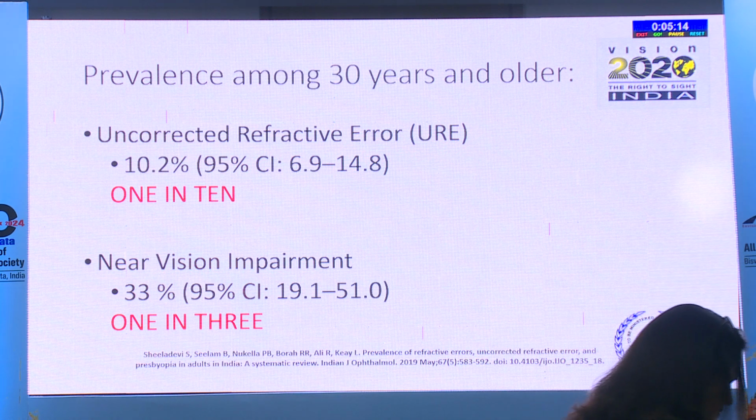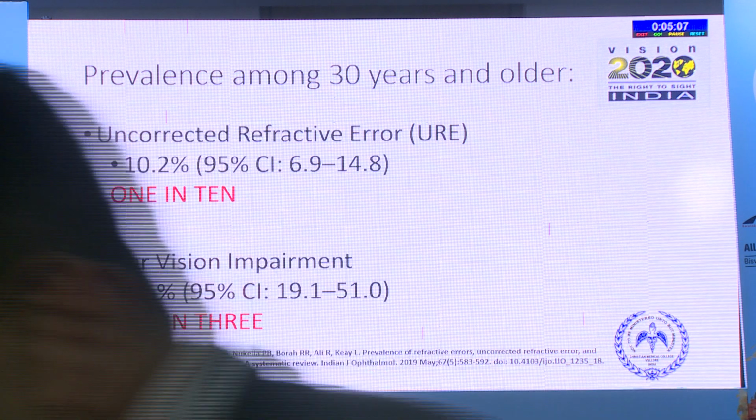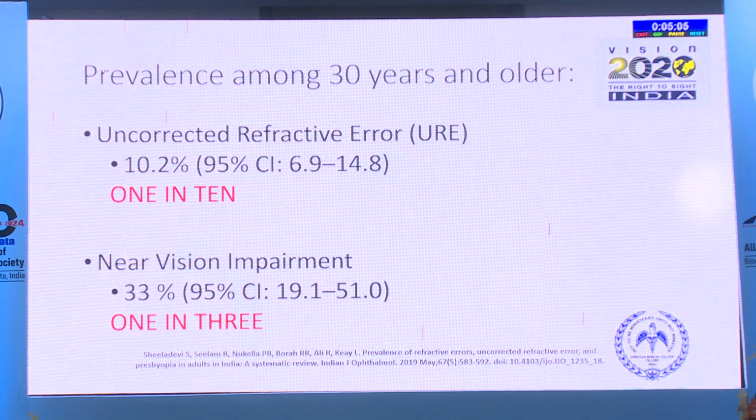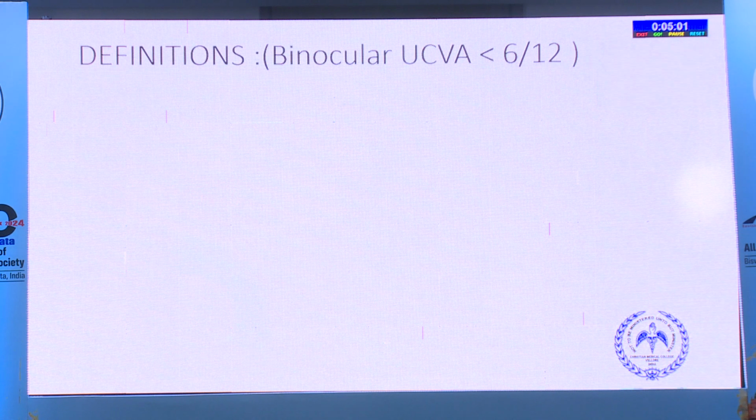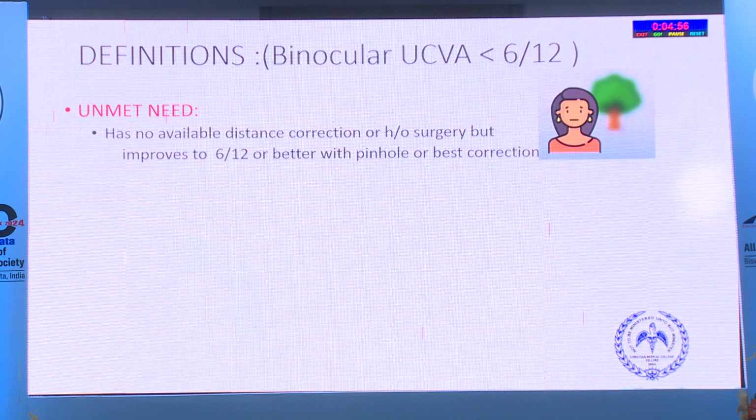The burden has been spoken about at length by the past speakers, but suffice it to remember that 1 in 10 have uncorrected refractive errors for distance, and 1 in 3 have near vision impairment. So, how do we define unmet need? Somebody with binocular visual acuity of less than 6/12, who has no available correction, but improves to 6/12 or better with pinhole or best correction, represents the unmet need.